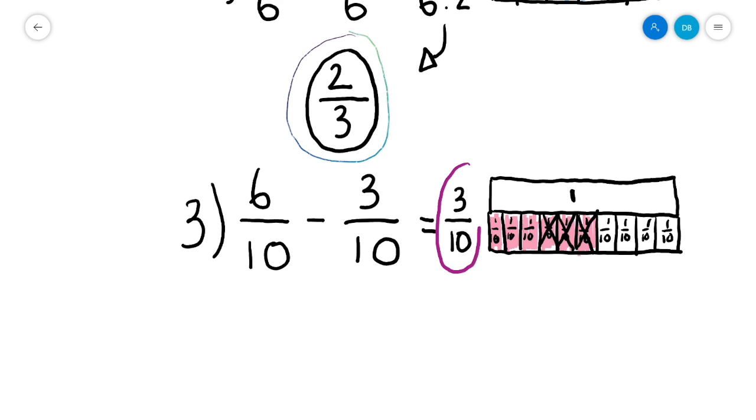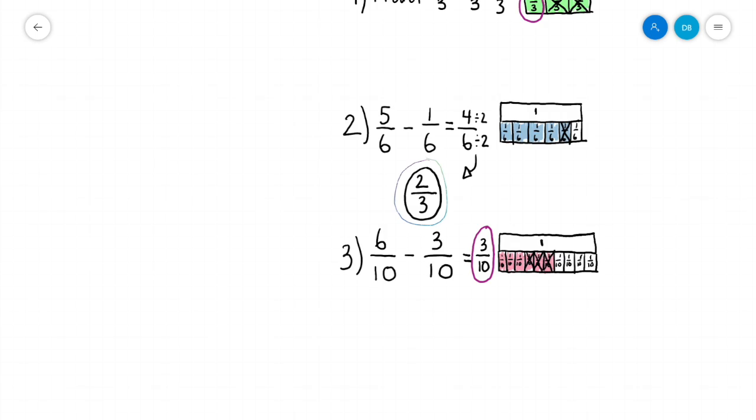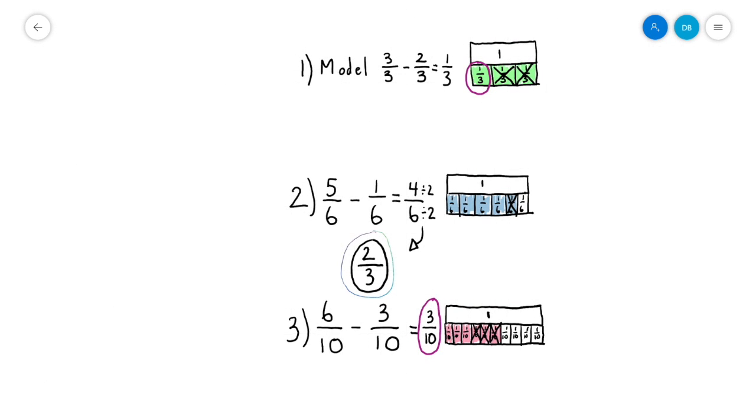Can this be simplified? No. 3/10. So this is how to subtract fractions using models. So you probably can do this without the models, but it's important to learn how to do the model, so that way if you ever get stuck in a situation where you can't remember how to do it, having another strategy, especially a strategy as concrete as using models, is going to really come in handy.